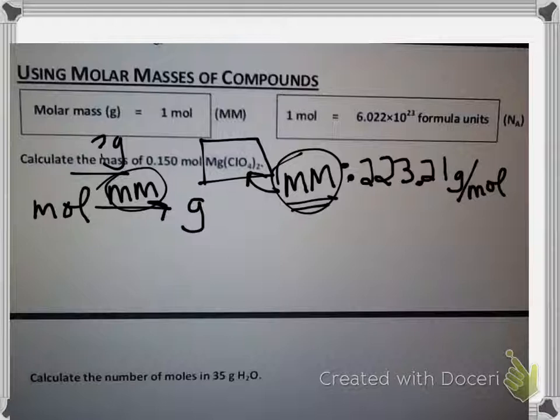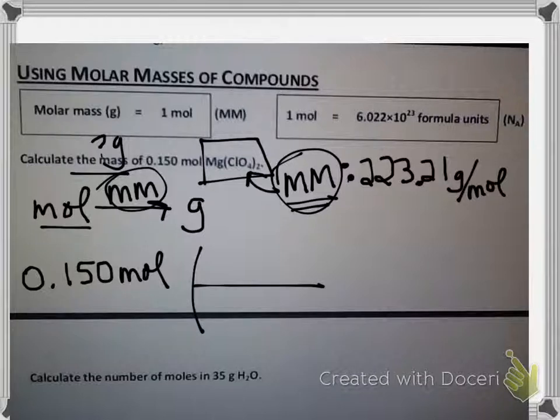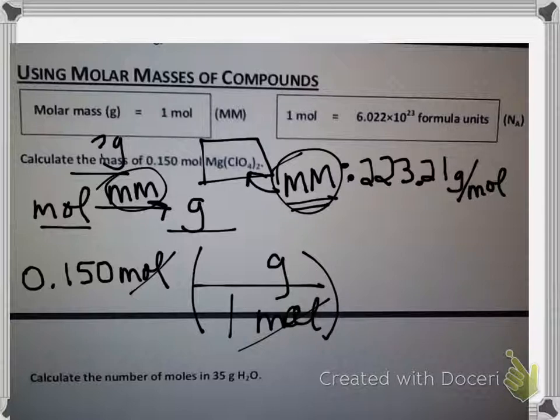So let's set it up. We always start with what we're given. We're given 0.150 moles of magnesium perchlorate. I want to convert my moles to mass. So I've got a mole on top. I'm going to put my mole on bottom. I always put my units together first when I do my conversion factors. So I've got a mole on bottom. What goes on top? Well, mass. This is the molar mass. So 1 mole of what? Magnesium perchlorate is how many grams?